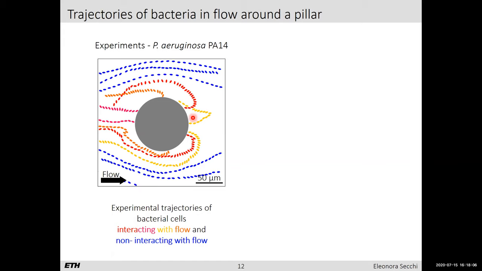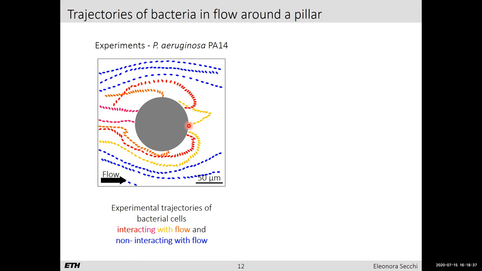This is due to the fact that shear induces bacteria to rotate with the angular velocity of the flow. And then after the rotation, they find themselves at the leeward stagnation point, that is here, aligned with the streamlines, and they can be pointing upstream or downstream. If they are motile and pointing downstream, they will just move away from the pillar, while if they point upstream, they will swim here and then reach the leeward side of the pillar.